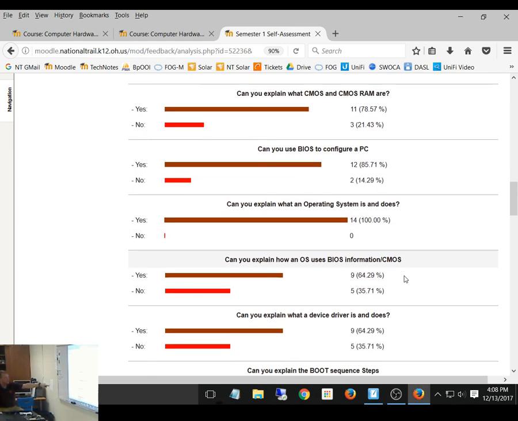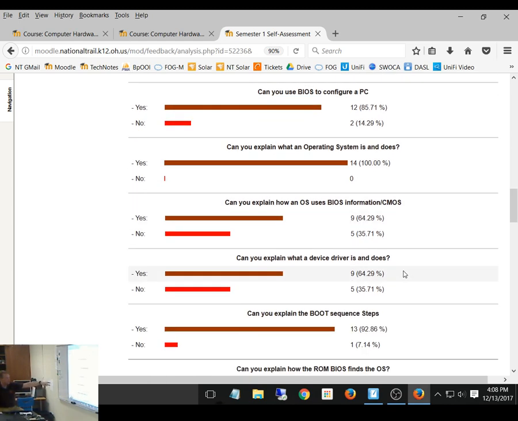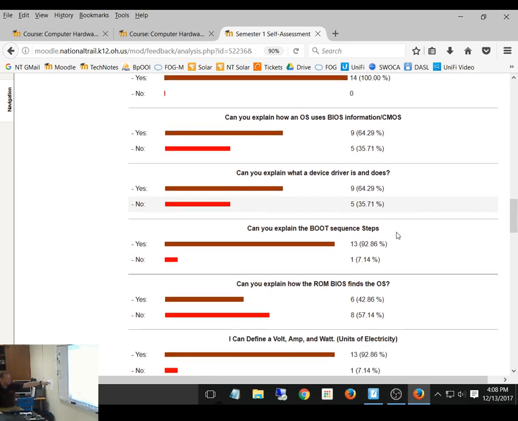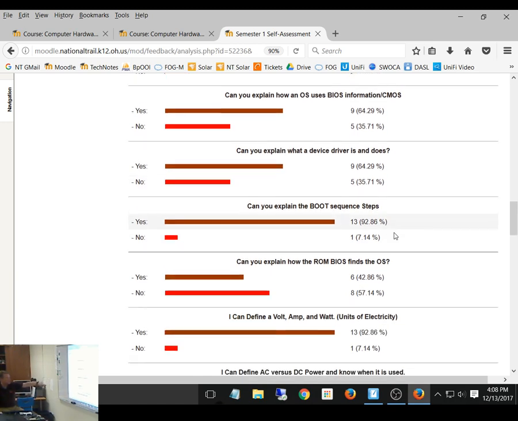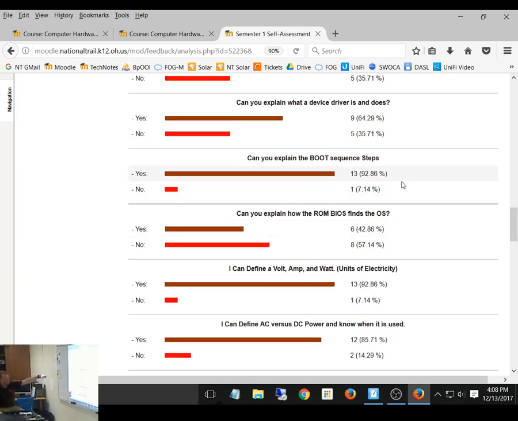Can you explain how the OS uses BIOS information? We went over that. Can we explain what a device driver is? We went over that. Can we explain the boot sequence steps? We've done so many exercises in that. Only one person said they couldn't. Make sure you go back through that information if you're that one person.